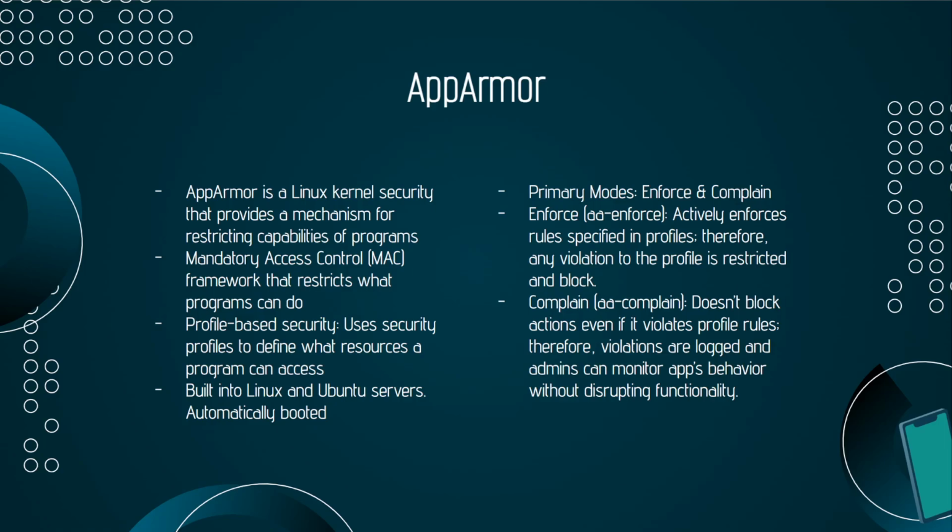The key strength of AppArmor is its profile-based security. Profiles act as a set of rules that dictate what a program can access, such as files, directories, network ports, and by defining these profiles, administrators can minimize the risk of an application being exploited by some sort of malicious intent. AppArmor is especially popular within Linux distributions like Ubuntu, for example.